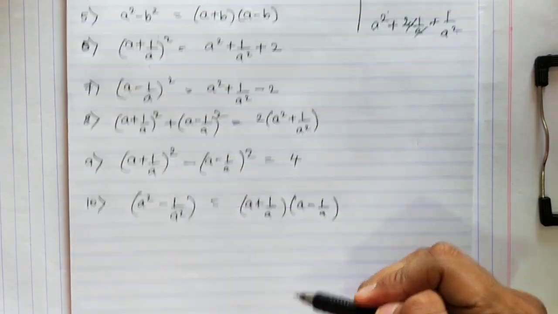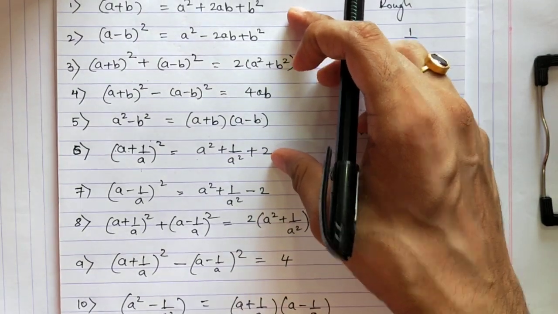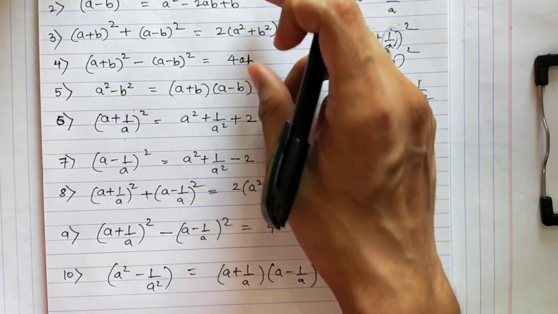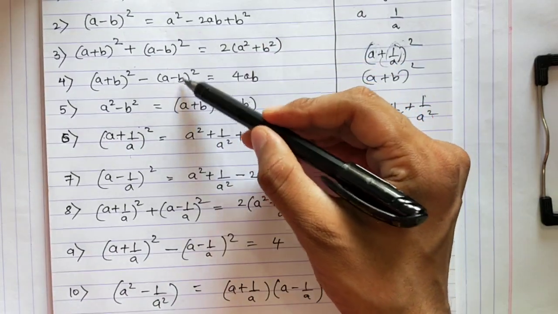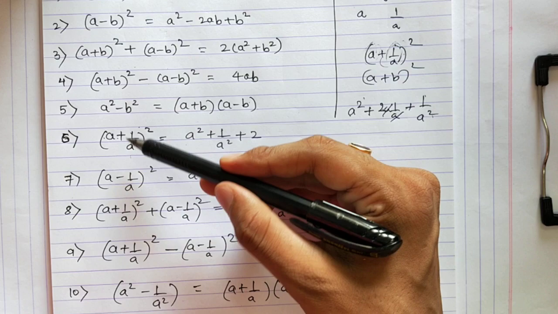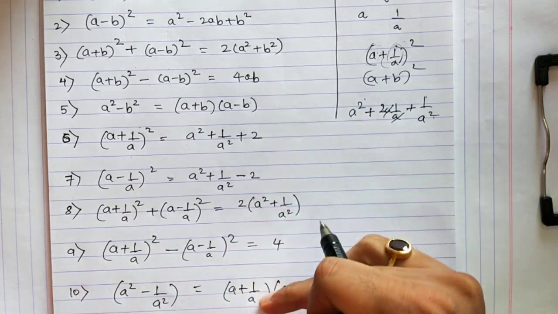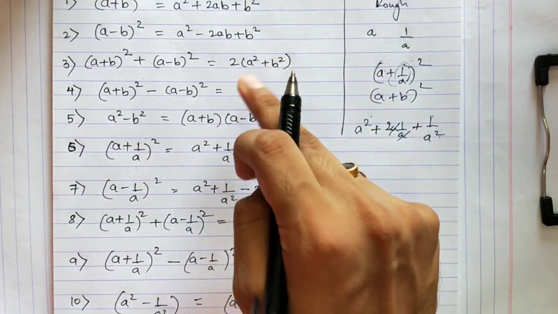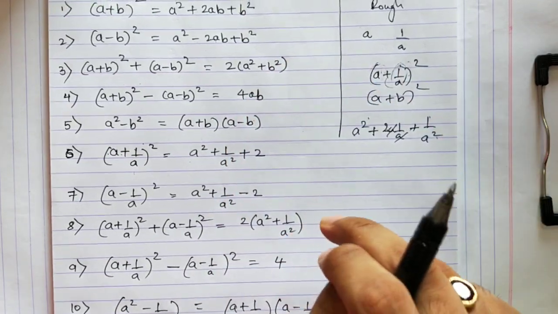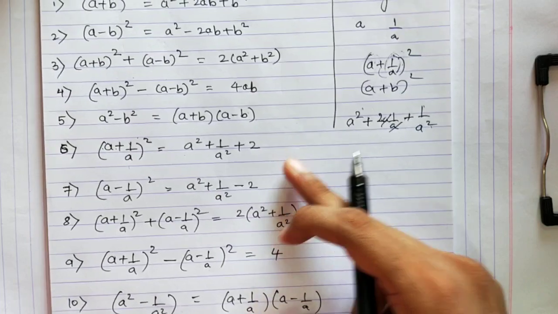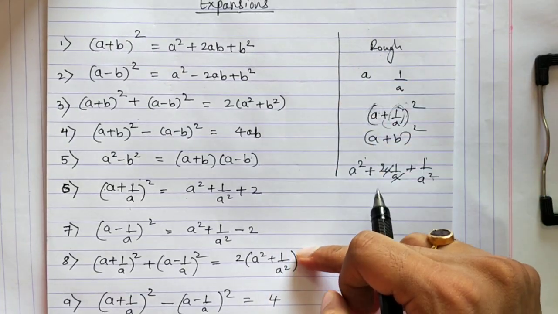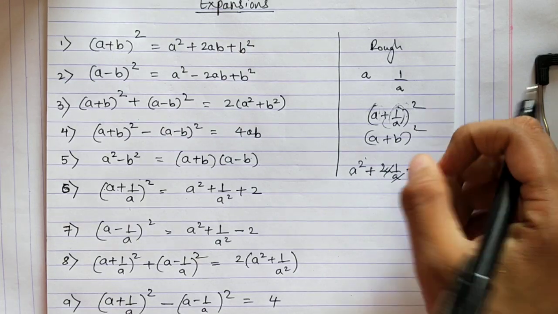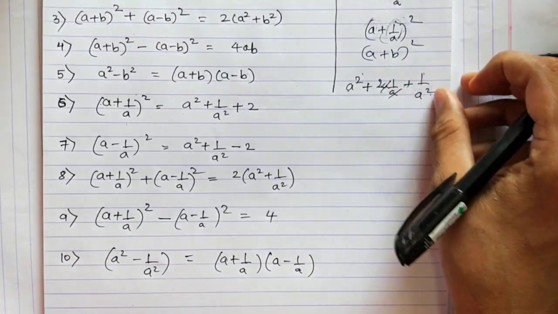Okay, so these are the first 5 formulas and this is the second 5 formulas. These 5 formulas are the same, only in the place of b we have 1 upon a. Okay, so even if in the exam you forget these formulas, you can use these basic formulas to derive them, or you can use this to solve the sums also. Okay, copy these 10 formulas in your notebook, revise them 2-3 times, and then we'll start with the sums.